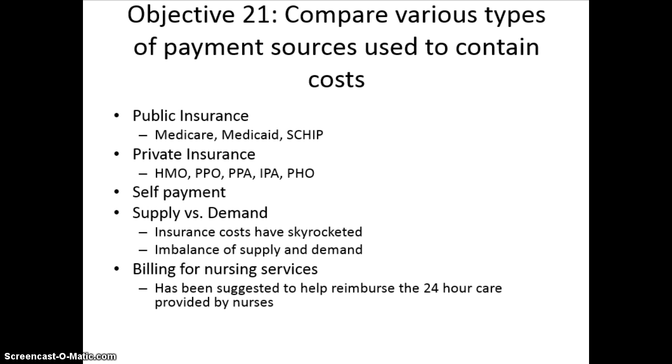Self-payment. Supply versus demand. Insurance costs have skyrocketed, and there's an imbalance between supply and demand. There's also been thoughts of billing for nursing services. It has been suggested to help reimburse the 24-hour care provided by nurses. Nurses do provide 24-hour care, and actually there is no reimbursement for that from insurance companies.